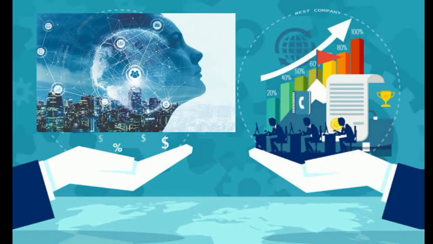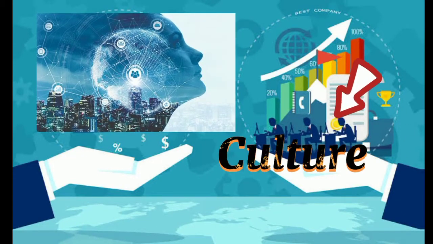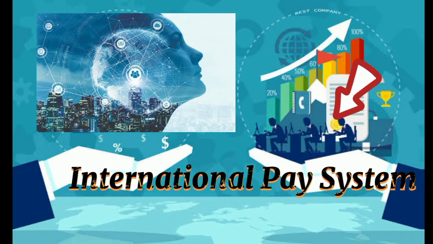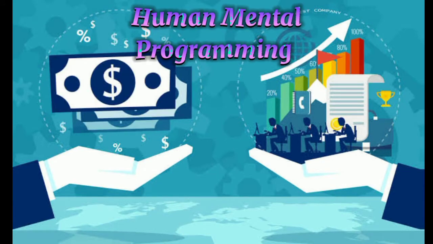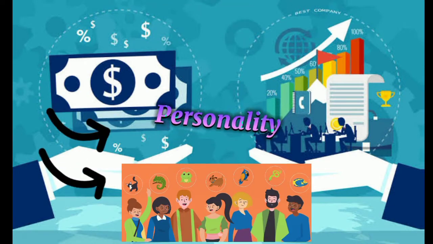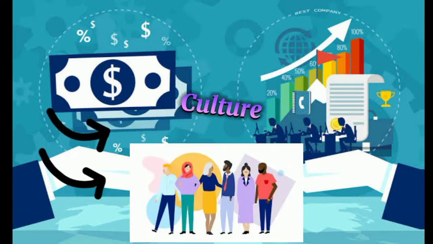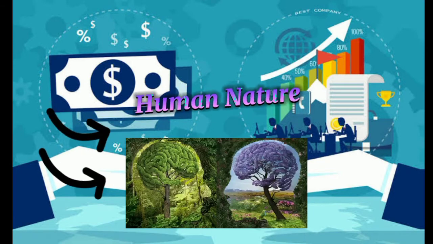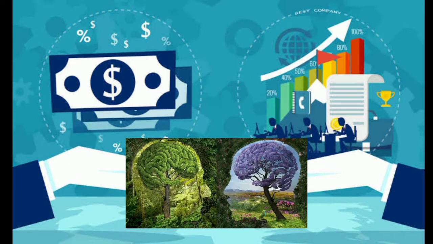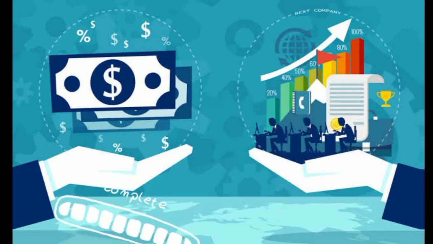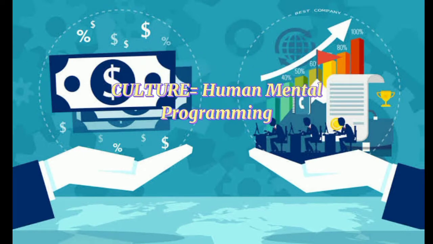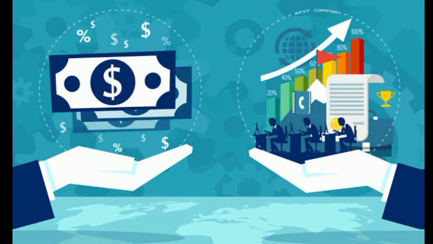So let us talk about what culture is in international pay systems. When we say culture, it is a human mental programming which involves personality, culture, and human nature. So these are the characteristics of human mental programming which we call culture.